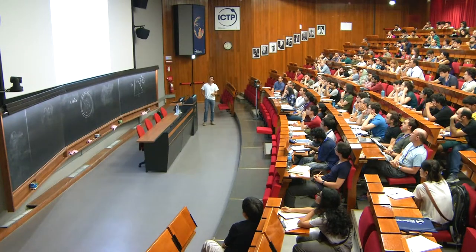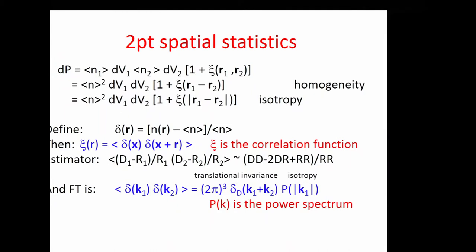So the probability that I have a galaxy at position one and a galaxy at position two, or a particle at position one and a particle at position two, is the unclustered probability, the number density times volume element, number density times volume element, times one plus the correlation function. So this is the difference from random. Okay? So this is the two-point function. You can similarly define the three-point function, the four-point function. We'll only do the two. Okay.